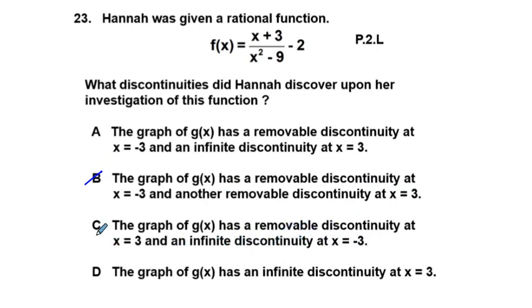Know that infinite discontinuities at x equals 3. We do have an infinite discontinuity at x equals 3. So we're down to between answer choices A and D. And so basically we have to decide if we have another discontinuity at x equals negative 3, which we don't see here, that means answer choice A will be right.